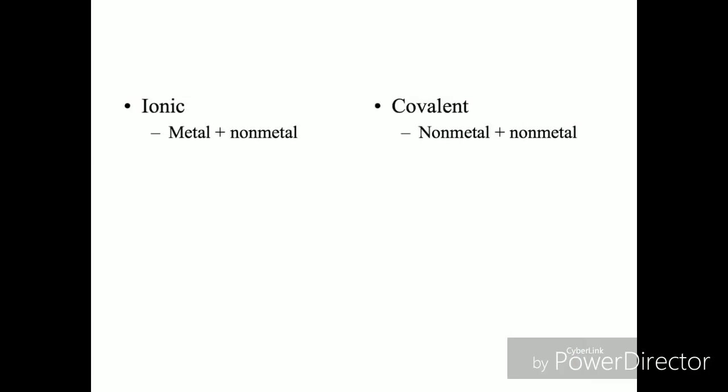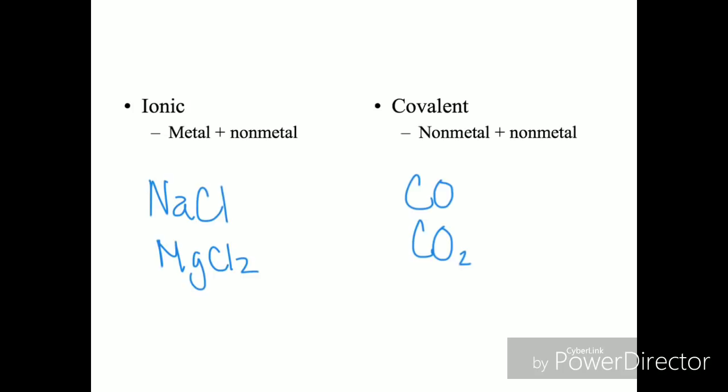Now, when we talk about compounds, we can classify compounds as ionic or covalent. The easiest way to distinguish an ionic compound from a covalent compound is ionic compounds contain a metal and a nonmetal bonded together. We almost always write the metal first. And covalent compounds contain nonmetals bonded to other nonmetals. So here are two examples of each.